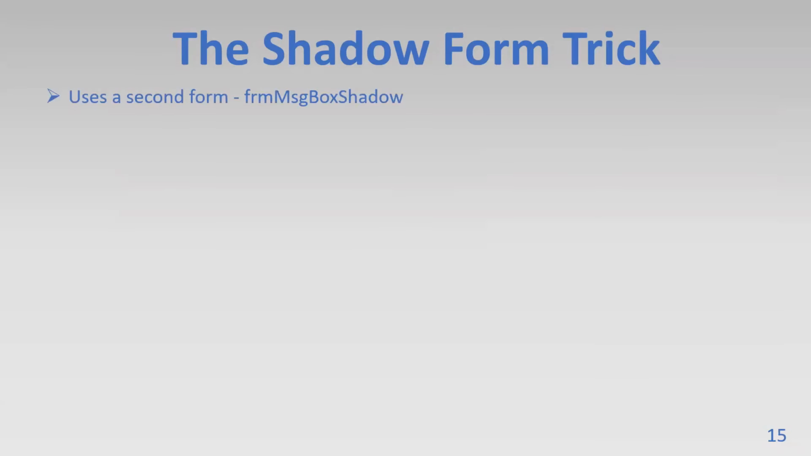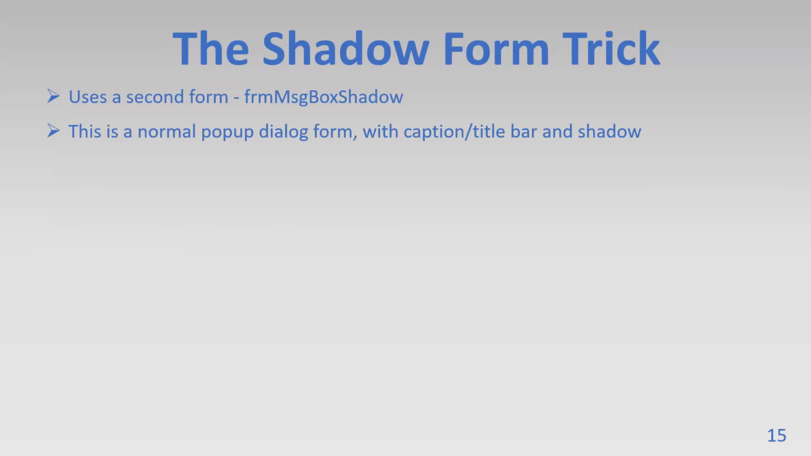I've created a second form, which I've called message box shadow. Although to be fair, that could be called dialog box shadow because it doesn't care if it's a message box. It could be used for any borderless form to add a shadow. It's a normal pop-up dialog form, complete with a caption, title bar, and a shadow. I give it a blank caption, space. That makes the caption disappear. You can turn off the control buttons. So I can turn it into a blank form that just shows the actual outside boundary.